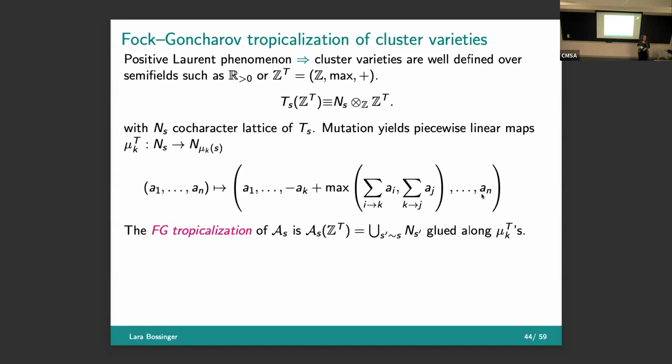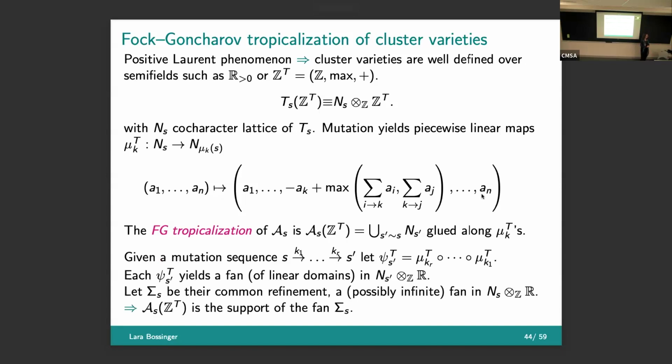And then the Fock-Goncharov tropicalization of a cluster variety is to take the union of all these lattices and identify points in one lattice with another lattice if they're mapped to each other under this kind of map or concatenations of this map. So in this case, I just have several copies of the same lattice, and a point in my tropicalization is a class of points, one in each lattice, with the condition that these maps map them to each other.